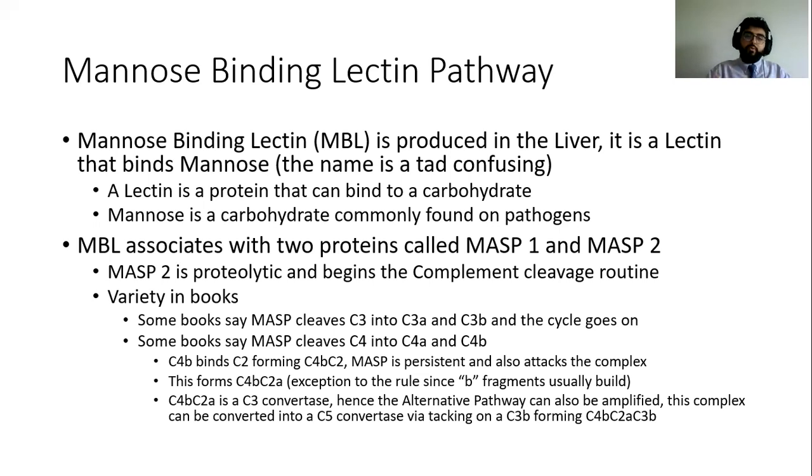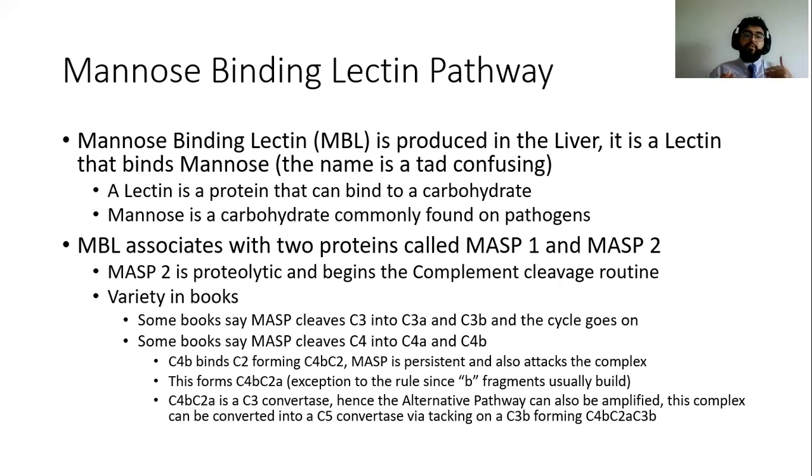Now there are some differences between books on what it is that MASP2 cuts up. Some say it is C3 into C3a and C3b, just like what we saw before with spontaneous C3 breakdown or C3 convertase. However, the one I tend to believe, and which I feel is from other books, is that MASP actually acts on a different complement protein called C4. MASP2 is going to cleave C4 into C4a and C4b, and the schema is very different.